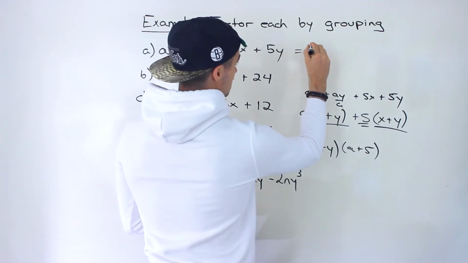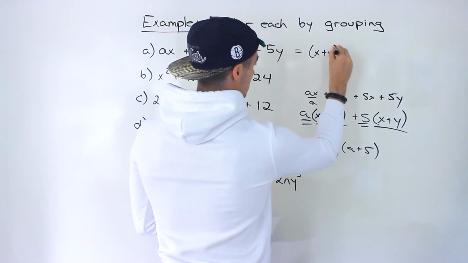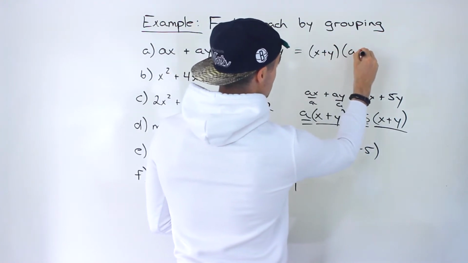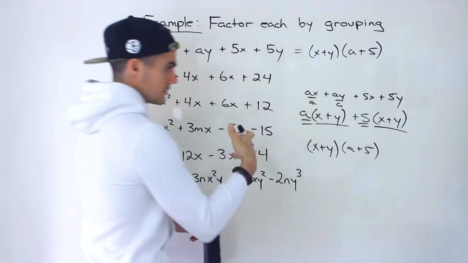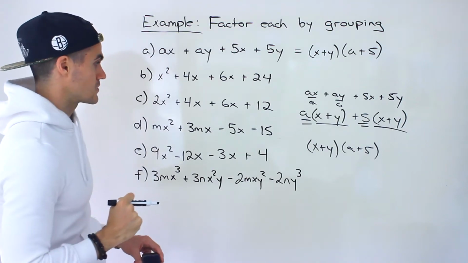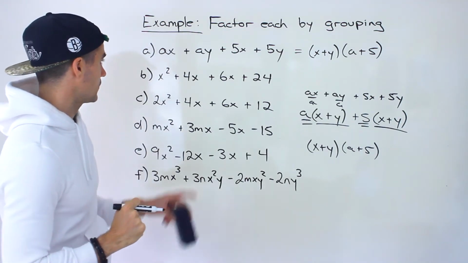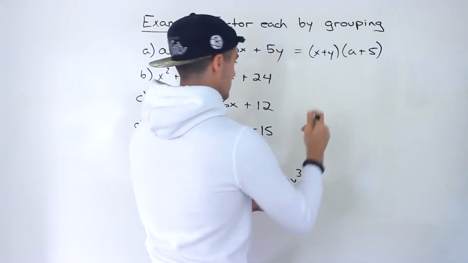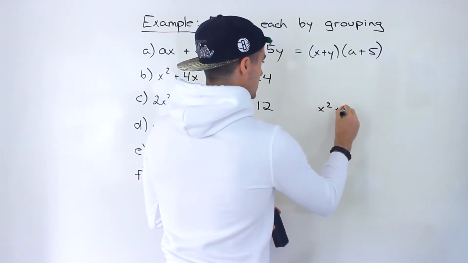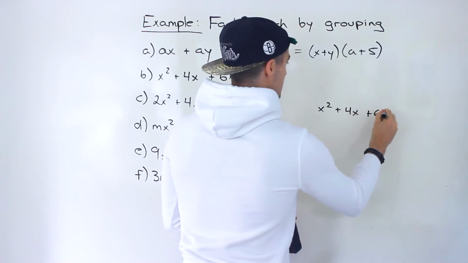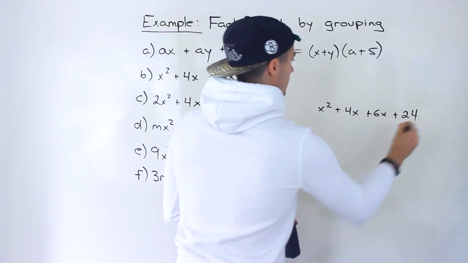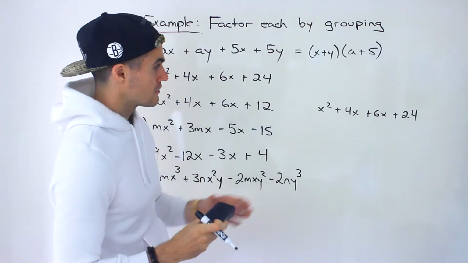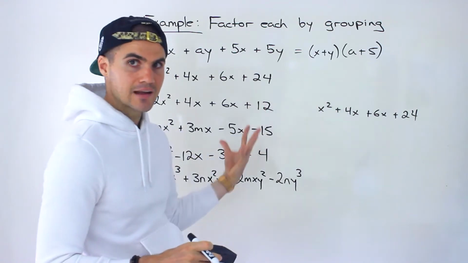Now, sometimes there's going to be certain tricks involved, and there's going to be a couple in this video that I'm going to show you. But in general, that is what is happening. Okay, so let's move on to part B. We got x squared plus 4x plus 6x plus 24. Now, first off, notice we can't take anything initially out.